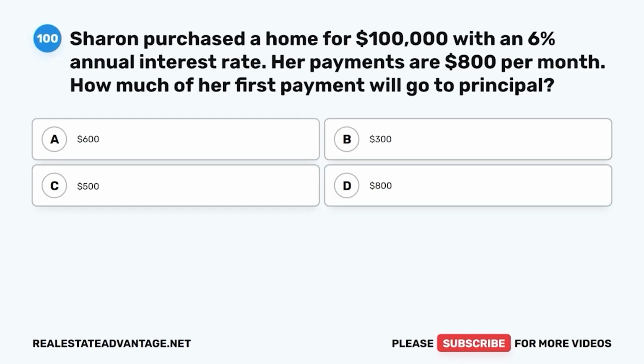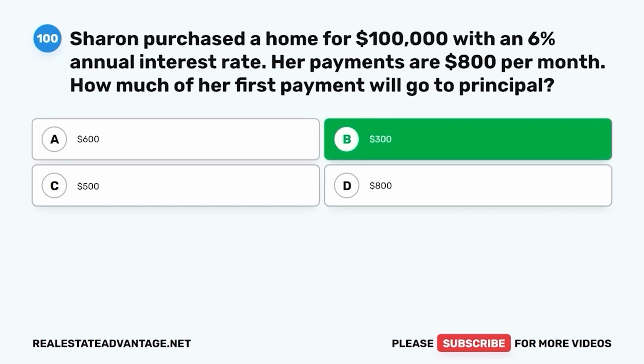Question 100. Sharon purchased a home for $100,000 with a 6% annual interest rate. Her payments are $800 per month. How much of her first payment will go to principal? A. $600, B. $300, C. $500, D. $800. The correct answer is B. $300.